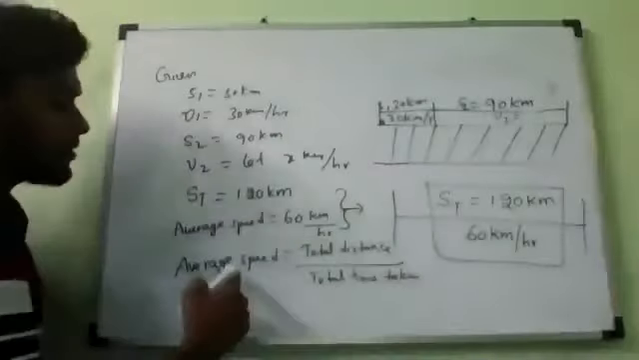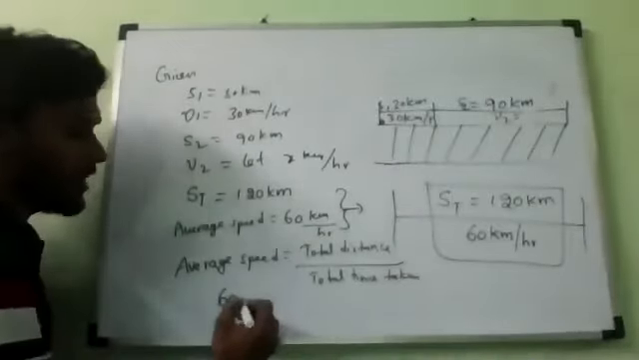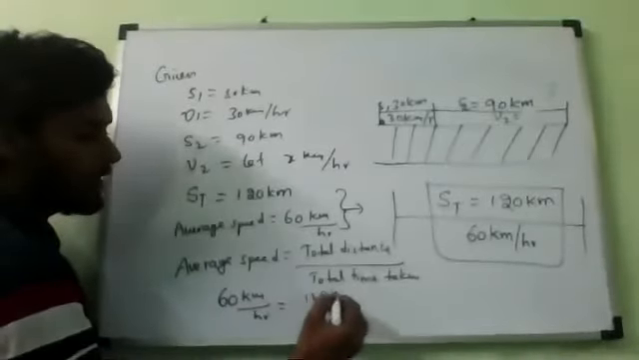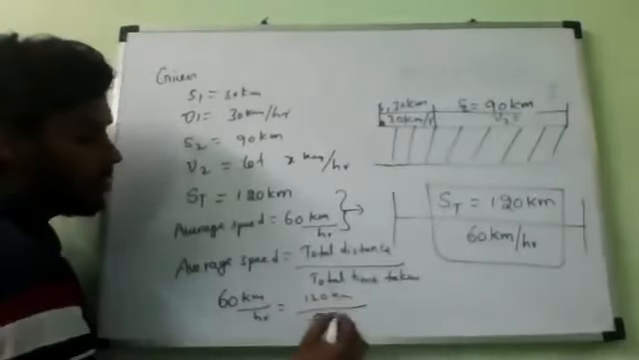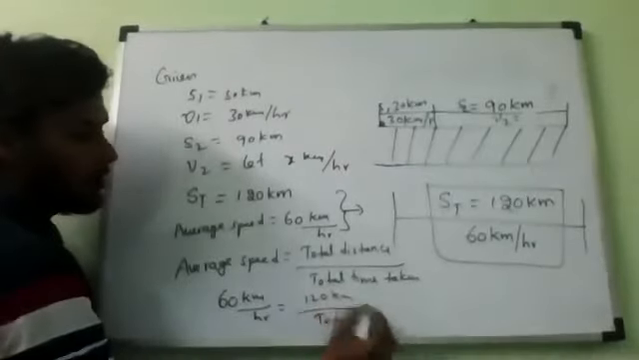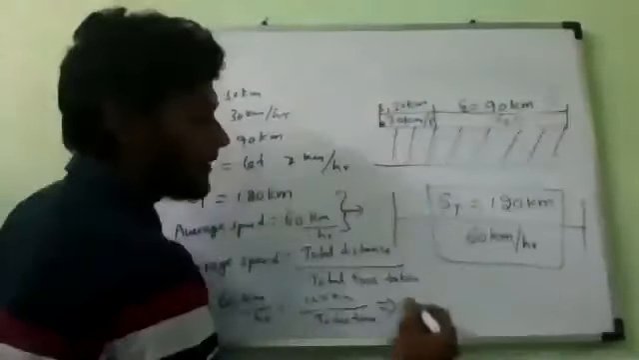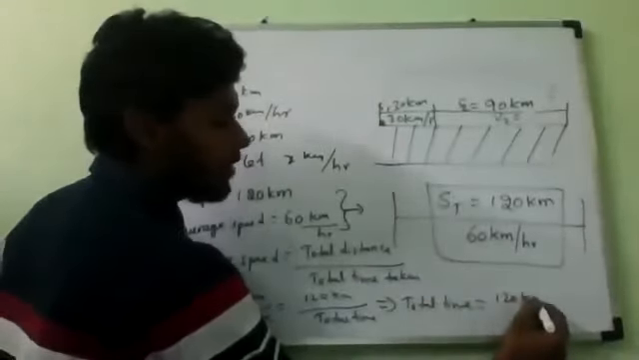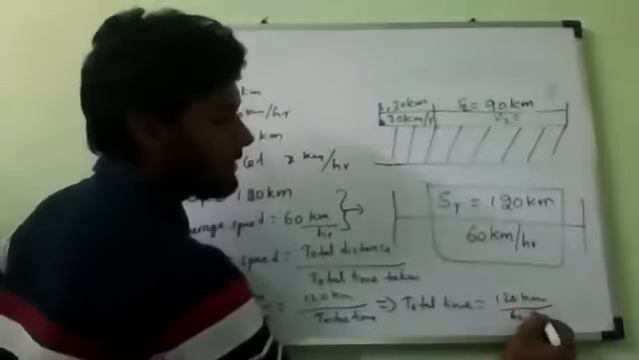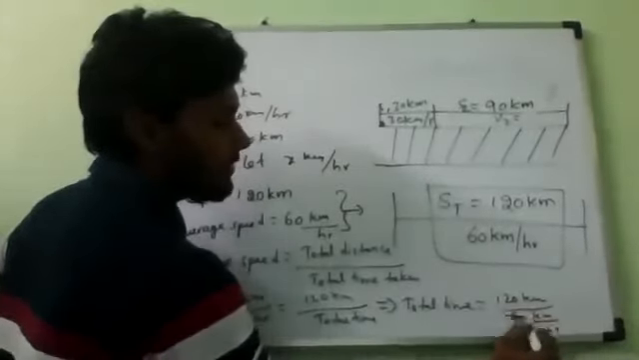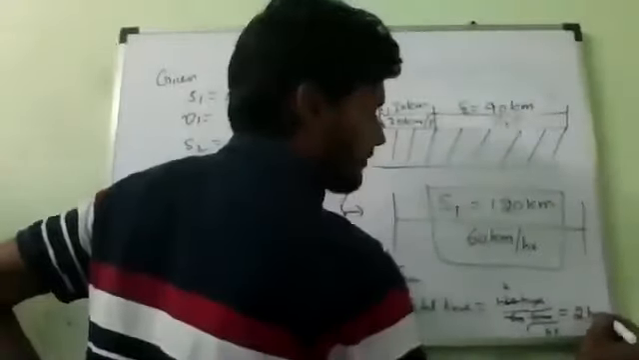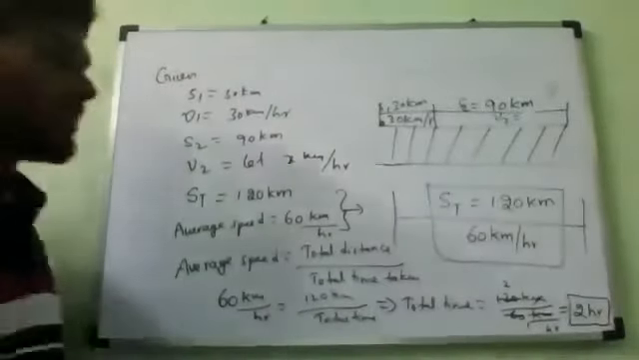Now we want total time. Average speed is equal to 60 kilometers per hour, total distance is 120 kilometers, divided by total time. So from this you calculate total time. Total time is equal to 120 kilometers divided by 60 kilometers per hour. The kilometers will get cancelled, which is equal to how many hours? 2 hours. Is there any doubt?